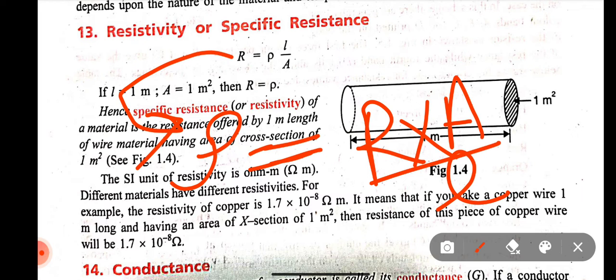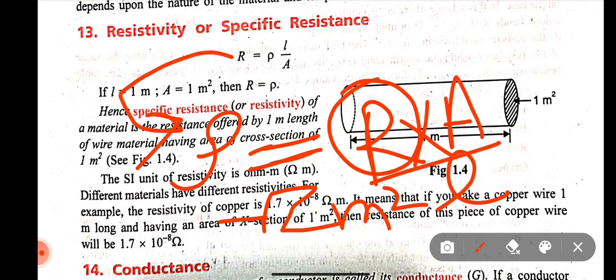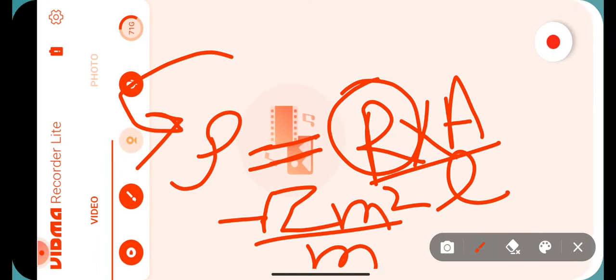So the SI unit of R is omega, and A is meter square, divided by length, meter. Then meter, sorry, what's happened? My God.